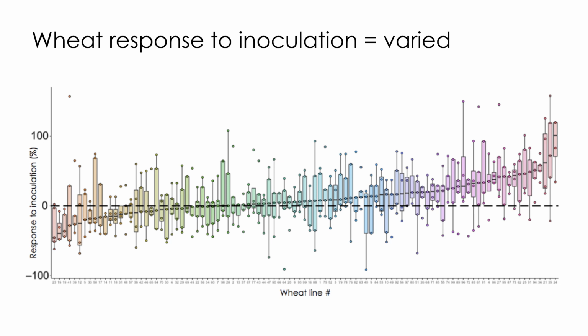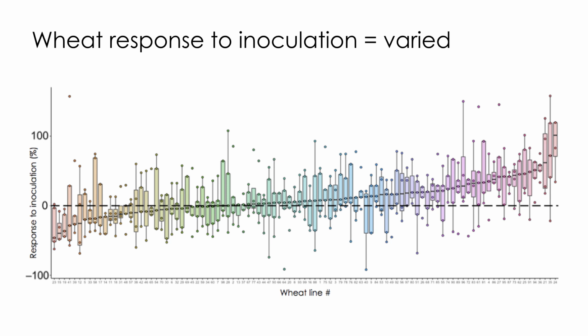This is in shoot biomass. And so you can see all the different wheat lines across the bottom here. Each bar is a different wheat line. And some of them show a 50% reduction on average in shoot biomass. And all the way up at the other end, we got almost 100% increase in shoot biomass.